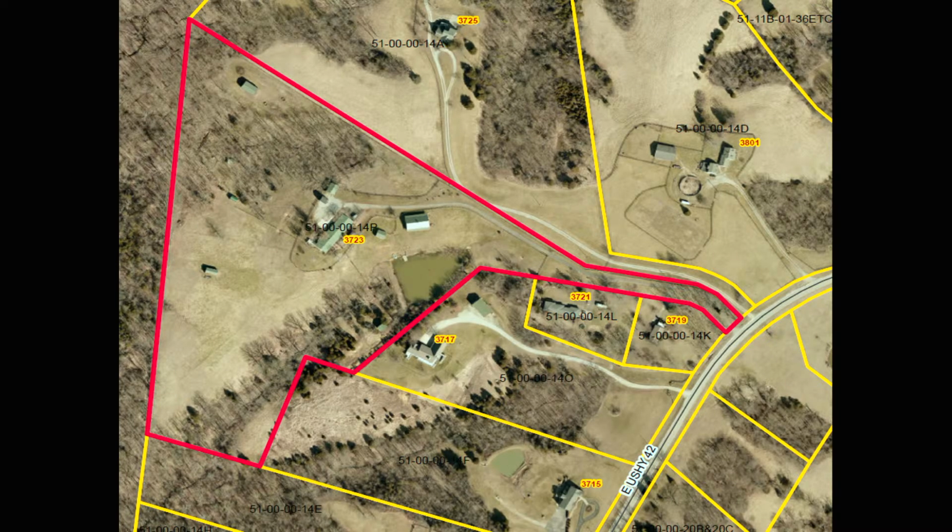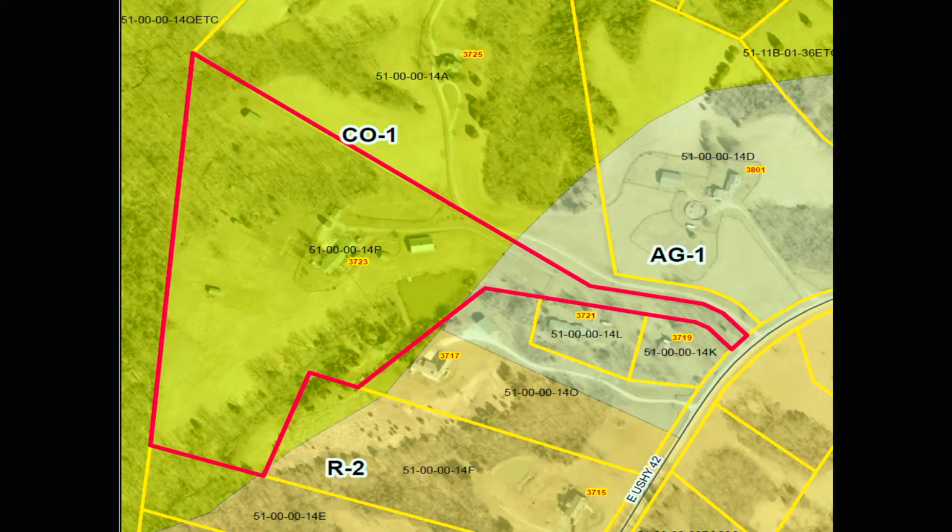So this is the piece of property in question on East Highway 42. So the existing residence, the barn with living quarters, is right here. And there's several other barns on that property and outbuildings on that 17 acres of land. So I was right. Most of it is in the CO1 conservation zoning area, but you can see the part of AG1 on that property as well.